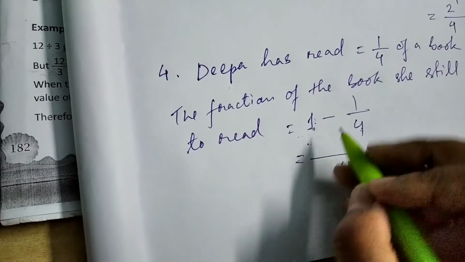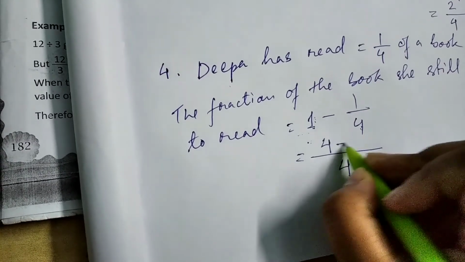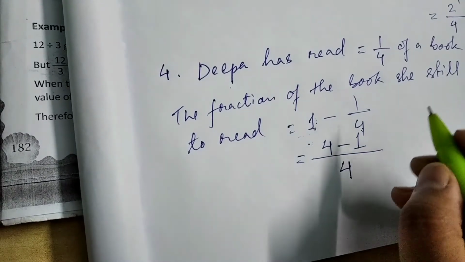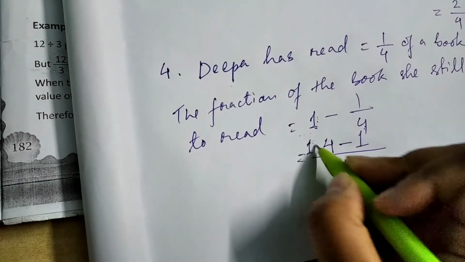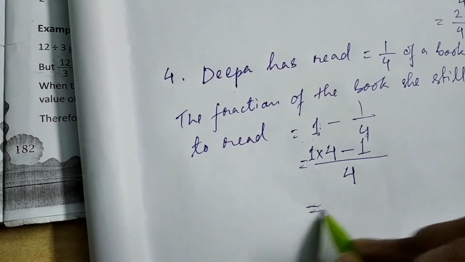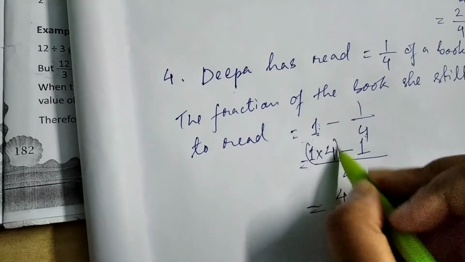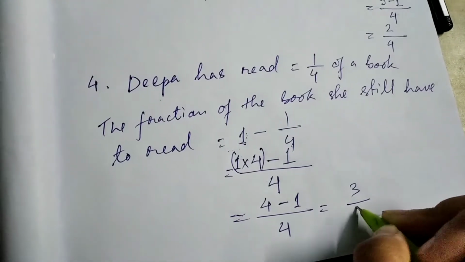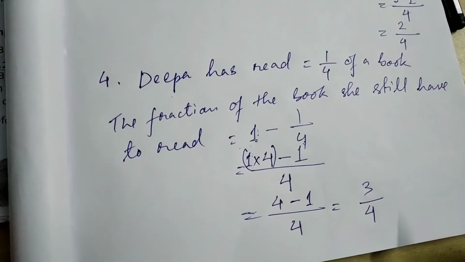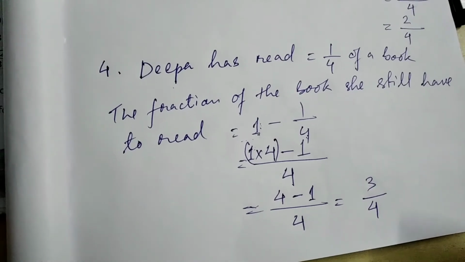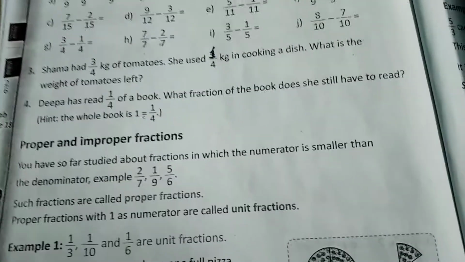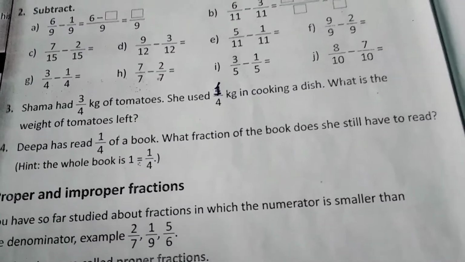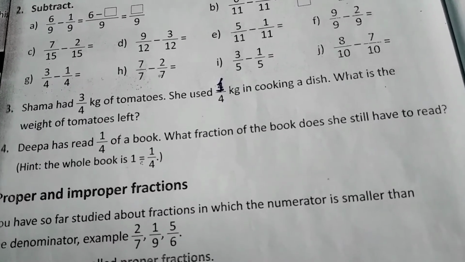So you have to multiply 1 with it. So when you multiply 1 into 4, you get 4 minus 1. Okay, 1 into 4, I am showing you like that. 1 into 4 I have done, and then minus 1. So 1 into 4 is 4 minus 1 is equal to 3. So answer will be 3 by 4 part. Okay, so this is the answer number 4. So this way I complete your chapter number 6, exercise 6. Next class you will learn about proper and improper fractions.